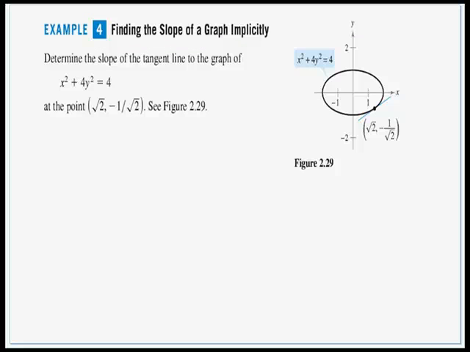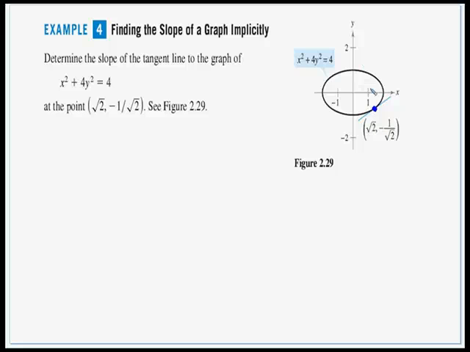So in example 4, this is a good one. Determine the slope of the tangent line to the graph of x squared plus 4y squared equals 4 at this given point. They gave us the point. Square root of 2 is our x coordinate, and our y coordinate is negative 1 over the square root of 2. If we look at the graph, x squared plus y squared equals r squared is a circle. Plug in a constant there, it's just going to stretch it out into an oval. So what we have here is an oval, and they're asking us to find the slope at this particular point, where this tangent line hits that oval here at square root 2, comma, negative 1 over square root 2.